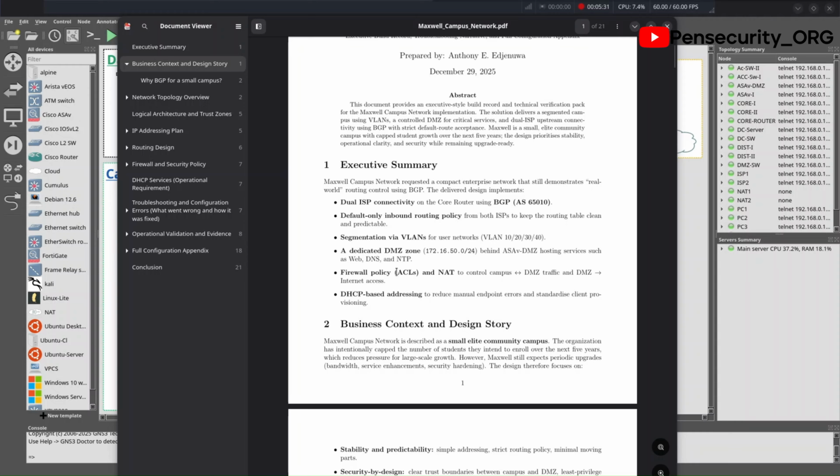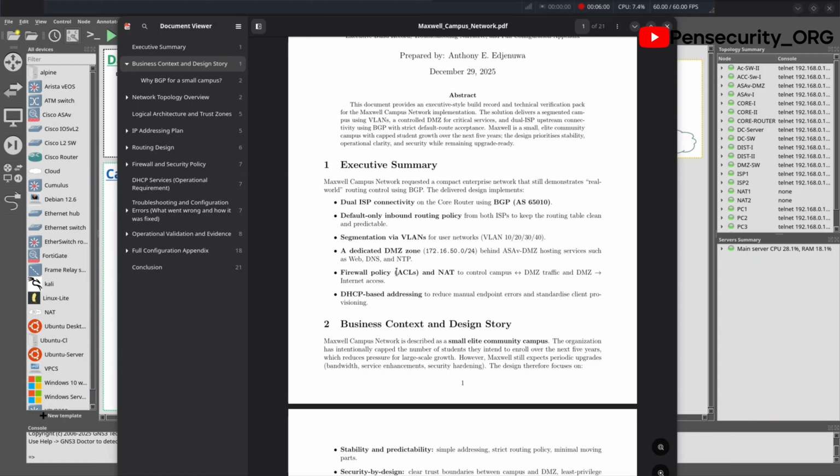Then we have DHCP. DHCP is the Dynamic Host Configuration Protocol. What it does is it hands out IP addresses to hosts. So when a host tries to connect to a network, it sends a request, which is accepted by a DHCP server, which then supplies the IP address. So for this IP address configuration, I configured it at the data center server.